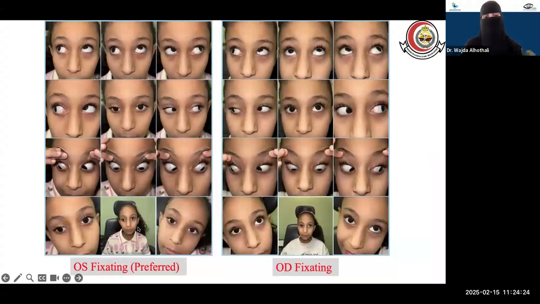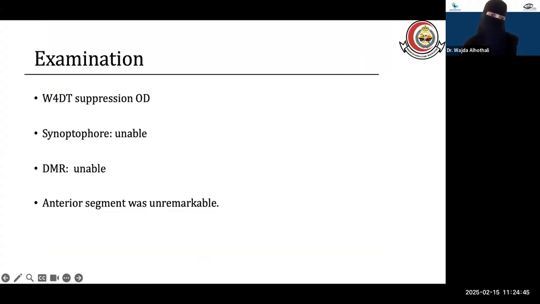These two photos show the position of gaze and the external photo of the child when she attempts to fix with the left preferred eye and the right eye. She couldn't maintain the fixation in the right eye for more than a couple of seconds to take the pictures, but we can see similar findings: the LHT, the left inferior oblique overaction and superior oblique underaction, and no reversal of the hypertropia. Her four dot test, as expected, showed suppression in the right eye.